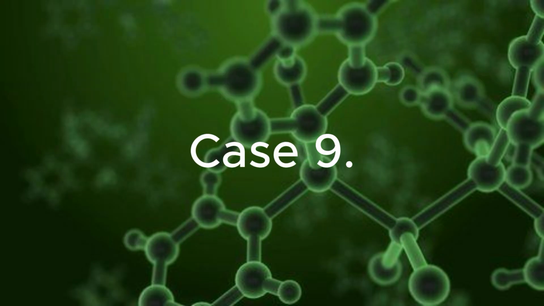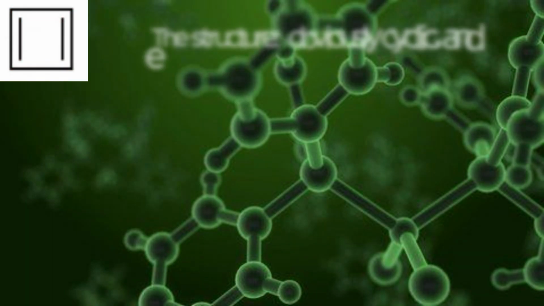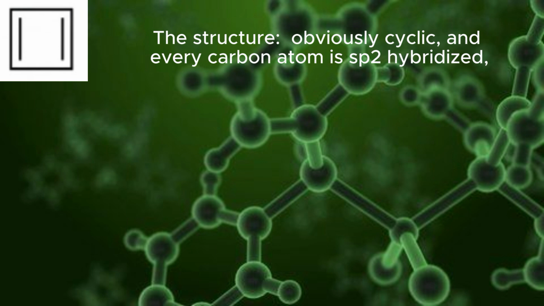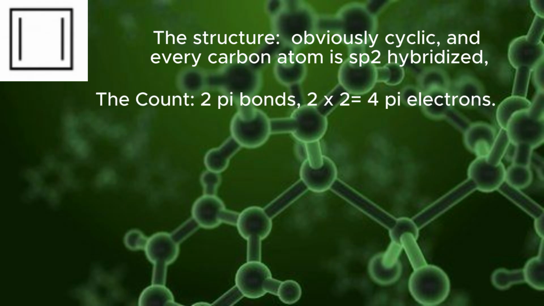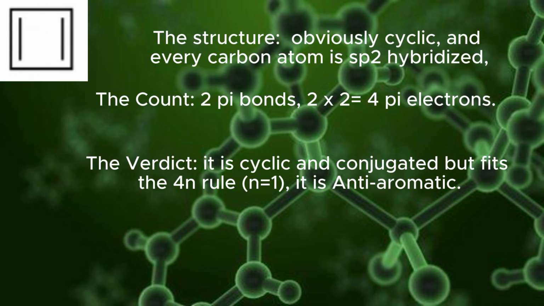Example 9. We are nearing the end of our challenge. Let's look at our last structure, starting with a molecule that is more a theoretical warning than a stable reality. Case 9, Cyclobutadiene. This molecule is a cyclic, 4-carbon system. The logic: it is obviously cyclic, and every carbon atom is sp2 hybridized, providing no obstacles to conjugation. The count: it contains 2 pi bonds, totaling 4 pi electrons. The verdict: because it is cyclic and conjugated but fits the 4n rule, n equals 1, instead of 4n plus 2, it is anti-aromatic.